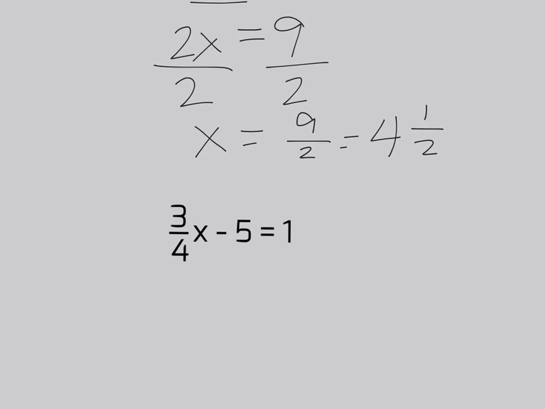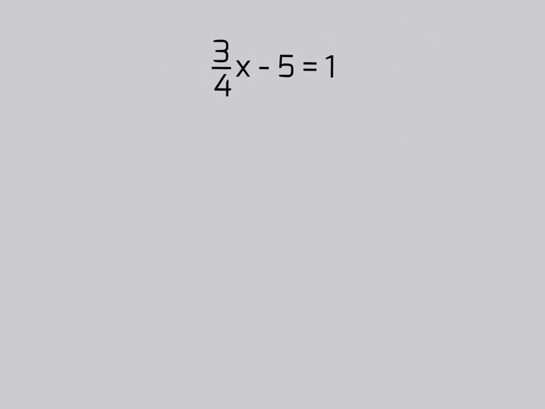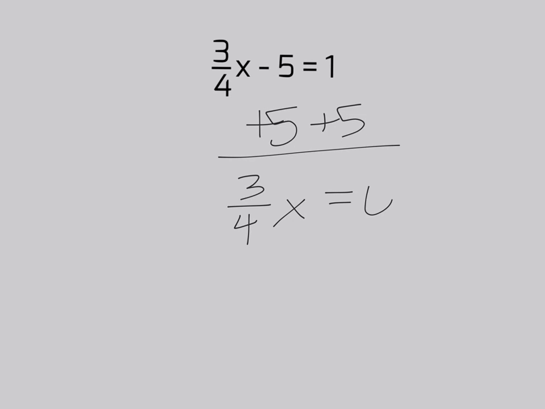I'm going to do another two-step equation. So here again, my steps are the inverse operation of addition or subtraction first. So here I have 3/4 times x minus 5 equals 1. So I'm going to add 5 to both sides. I get 3/4 x left over. Negative 5 and 5 make 0, and it will equal 6.